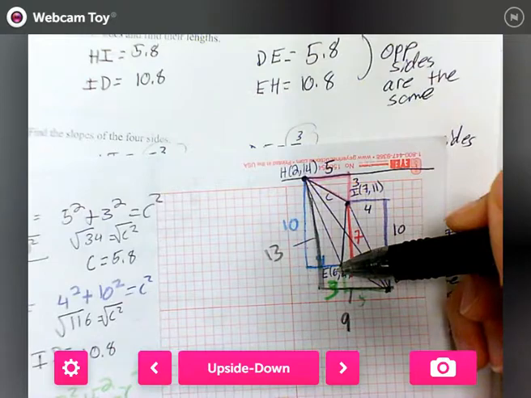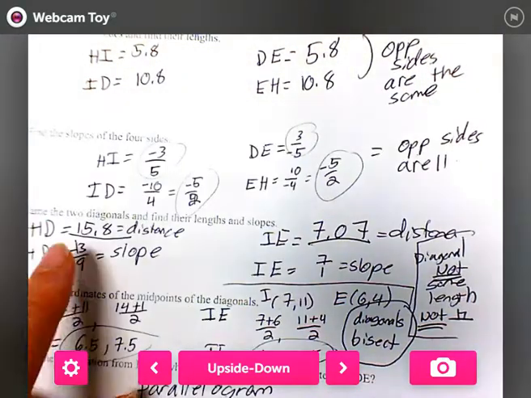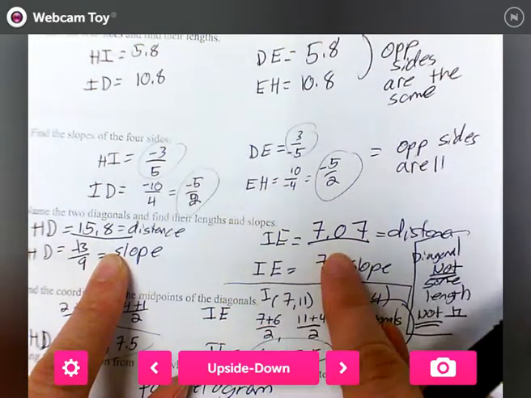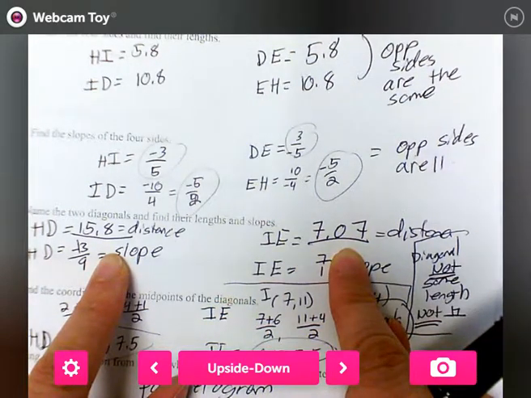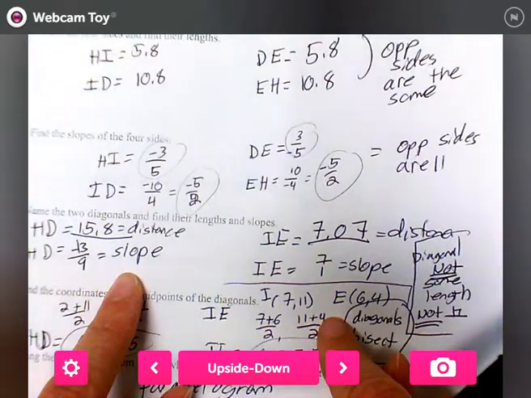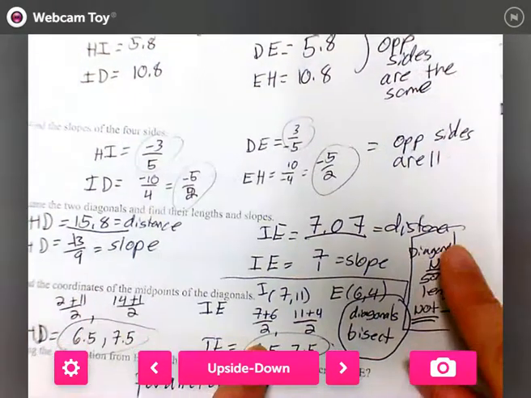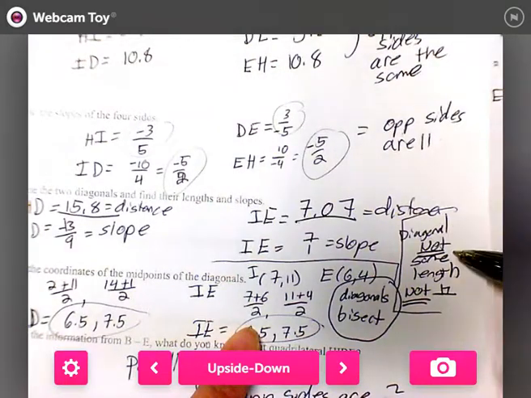Then we got confusing and we started drawing these triangles in the middle of our shape. Those are the diagonals. So the length of H to D is 15.8 and the length of I to E is 7.07. The slope from H to D is negative 13/9 and the slope from I to E is 7.1. So diagonals are not the same length and they're not perpendicular.